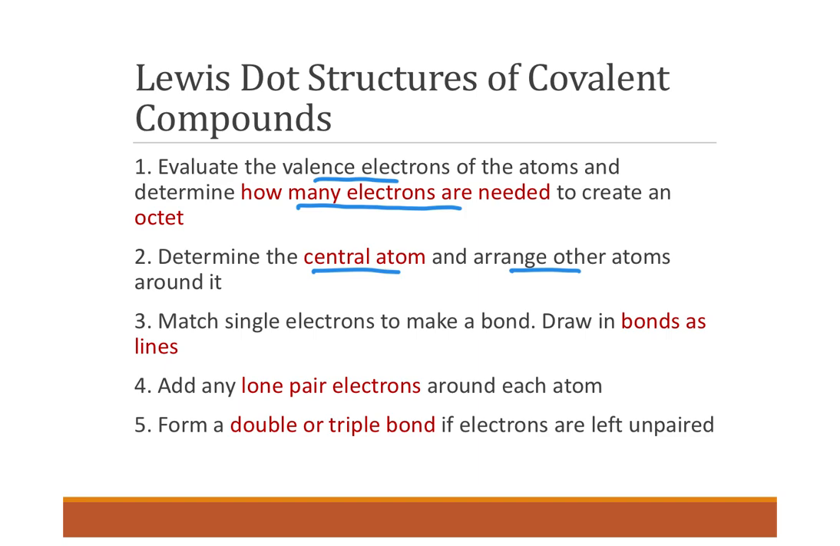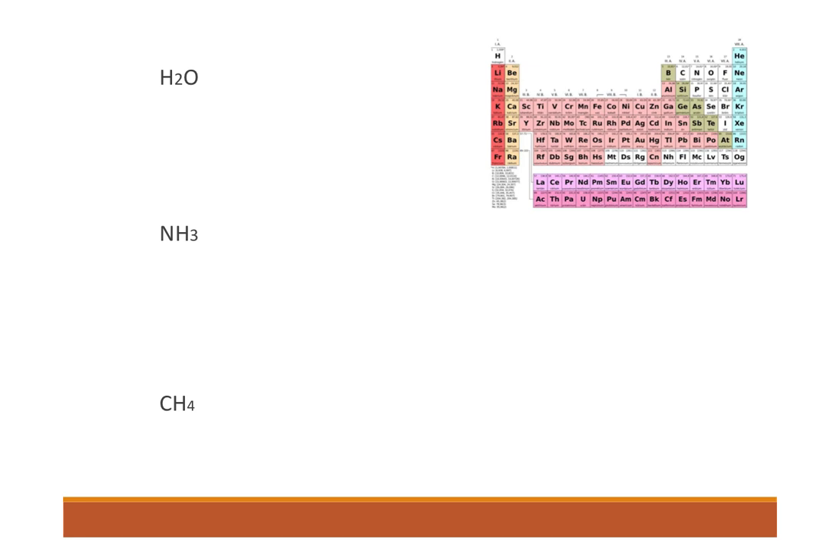You want to match your single electrons to make bonds, and we typically draw the bonds in as a line when we're doing a drawing of the finished molecule. You want to make sure you add any lone pair electrons. You show them just as dots around the appropriate atom. And if you are left with electrons that are not paired, then look for ways to make a double or triple bond, because every single atom, remember, has to have access to 8 electrons in order to form a stable compound. So let's do some practice examples.